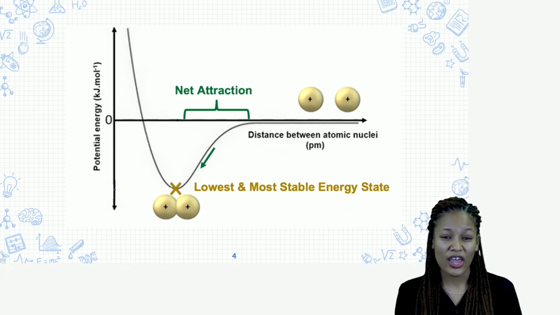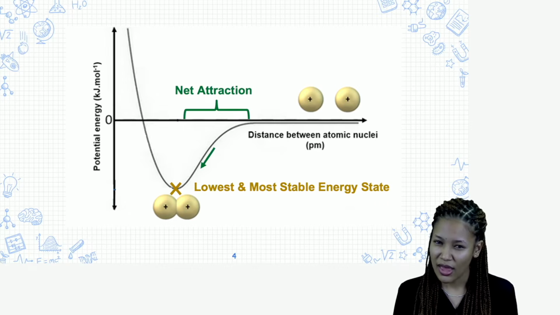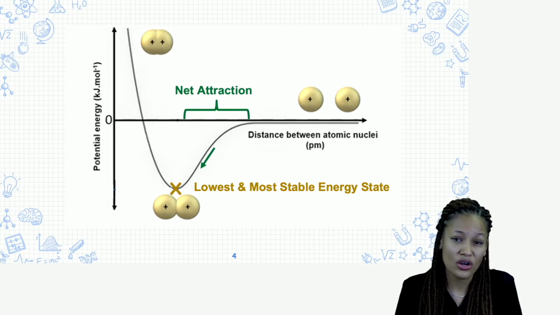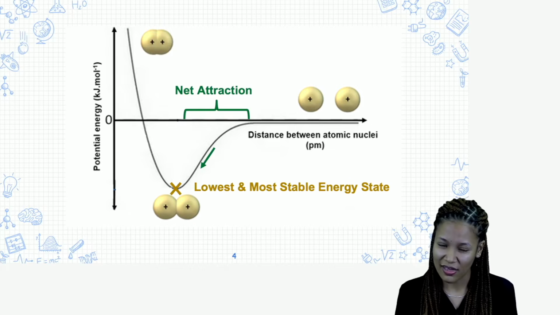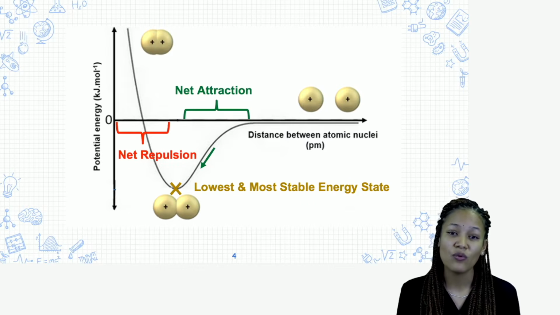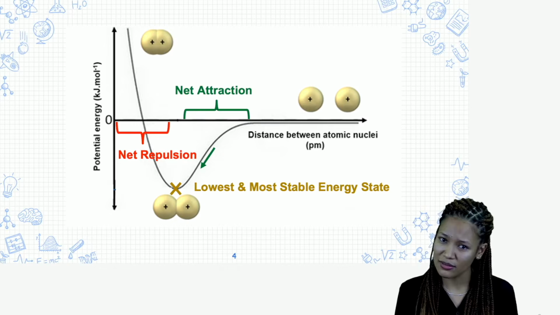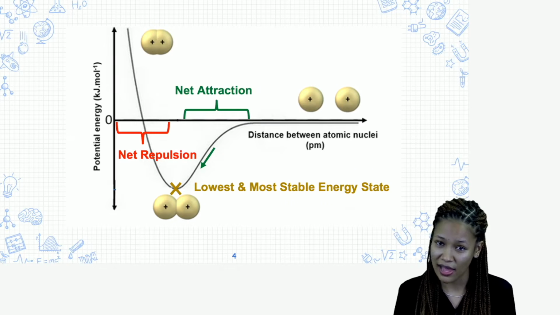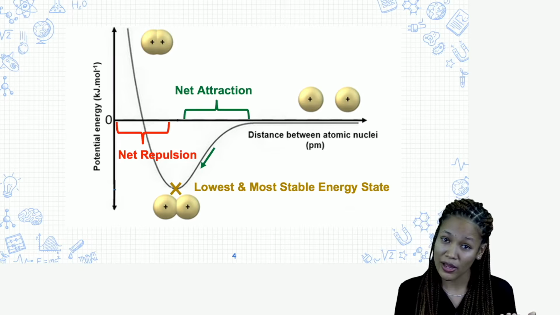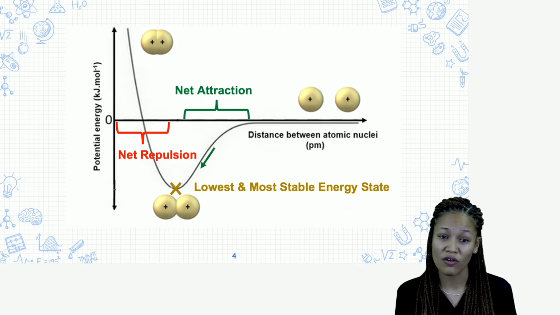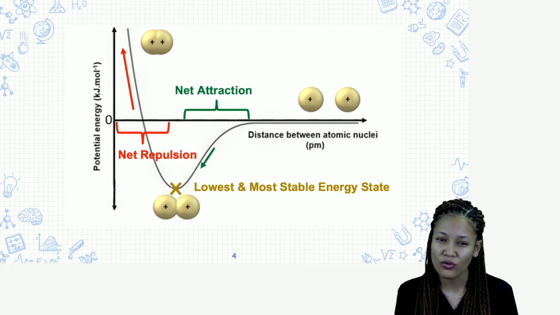And it is at this point that a bond will form, where we have the lowest and most stable energy state. Now, if we take our two atoms and we move them even closer together, they don't like that, and they experience a net force of repulsion. This is because the nucleus of one atom is repelling the nucleus of the other atom, and the electrons of the one atom are repelling the electrons of the other atom. It is for this reason that the curve goes up.